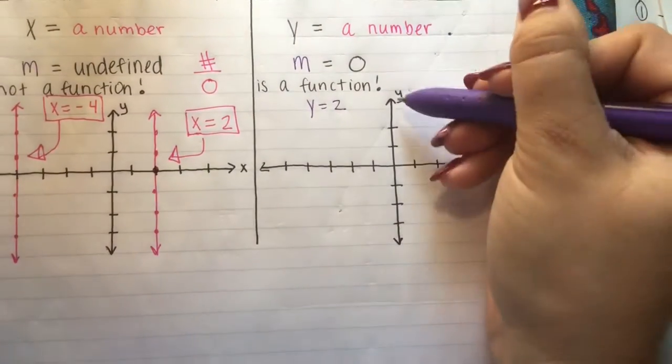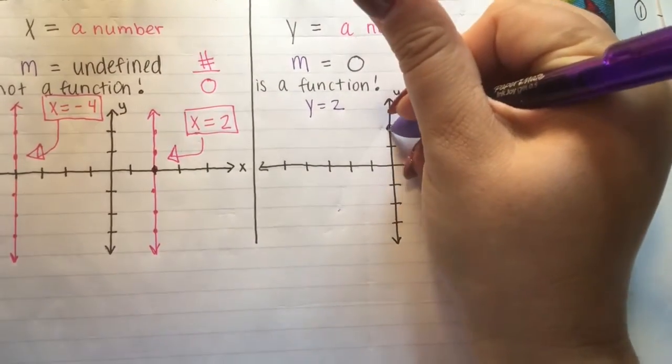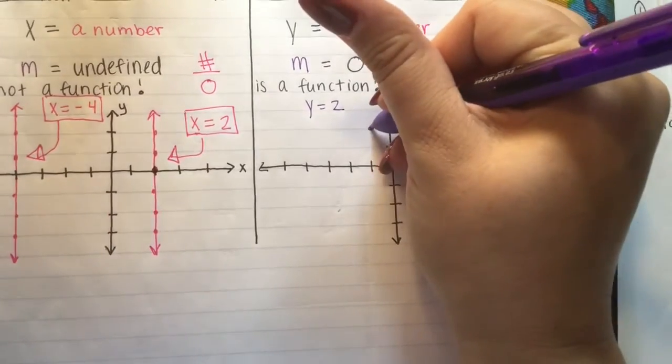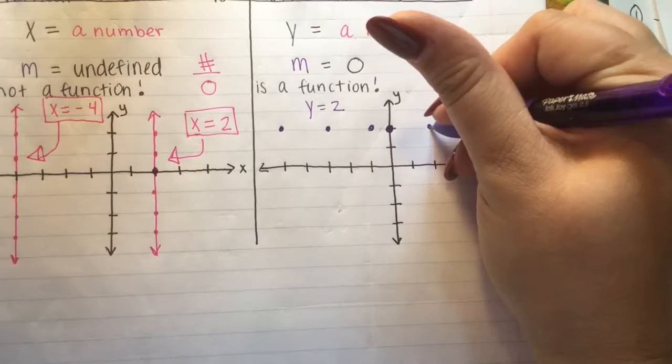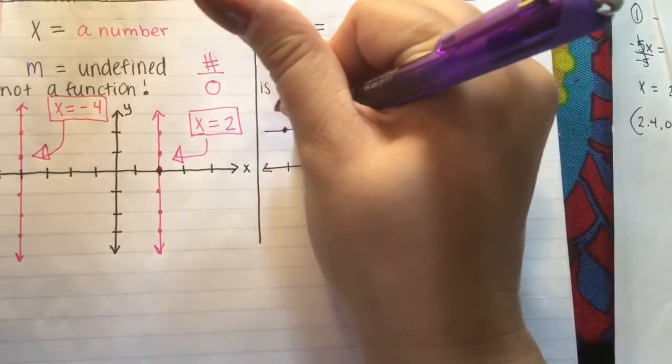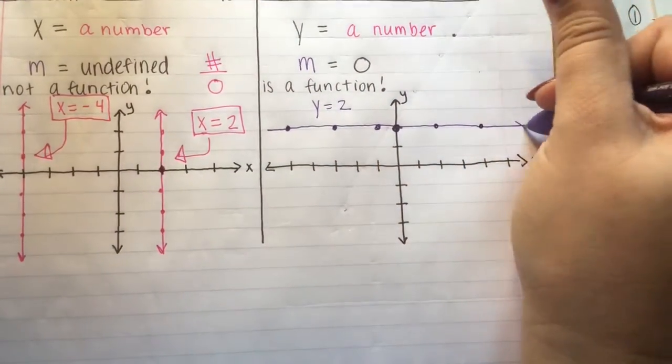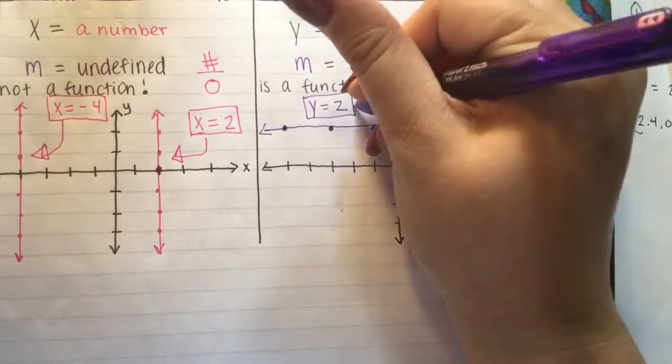Let's go ahead and take a look at y equals 2. If I plot a point at y equals 2, no matter what x value I choose here, that y value will still be at y equals 2. That's what creates this horizontal line, which is a function. It passes the vertical line test.